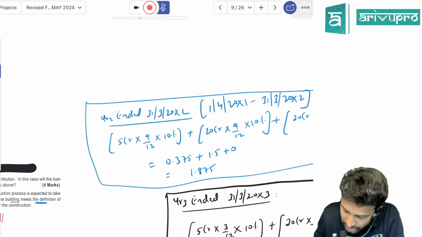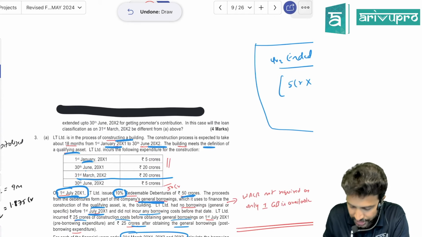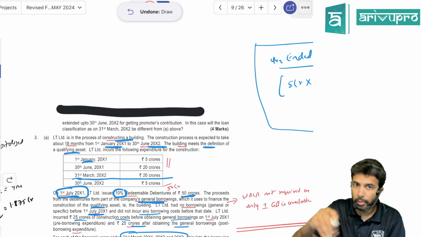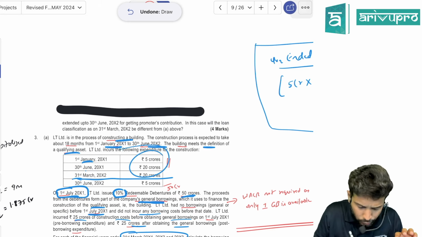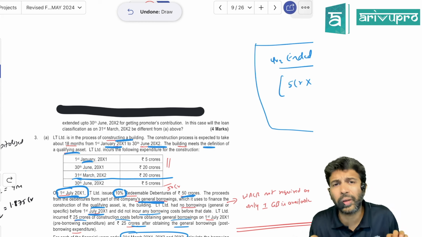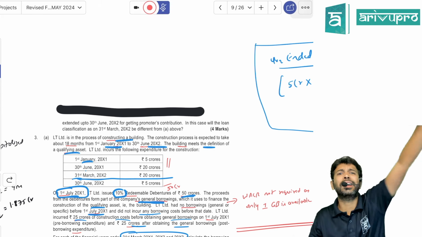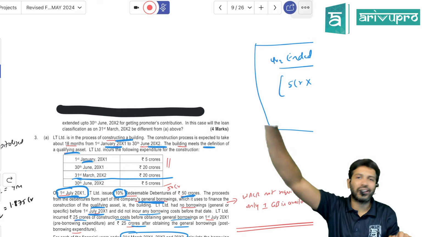We are in 31st March 20x2 now. Till 31st March 20x2, what and all expenditure have you incurred? Check. Before 31st March 20x2, what and all expenditure have you incurred? Sir, you don't have to check when this expenditure is incurred. Under the general borrowing concept, whatever expenditure has been incurred, you assign the weights. You calculate time weighted expenditure for them.